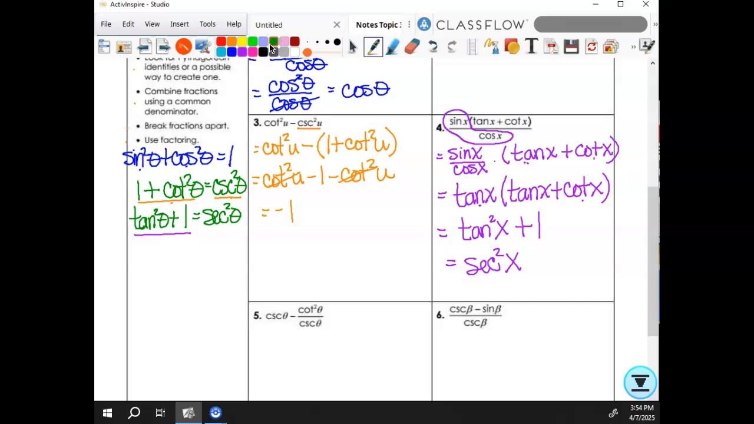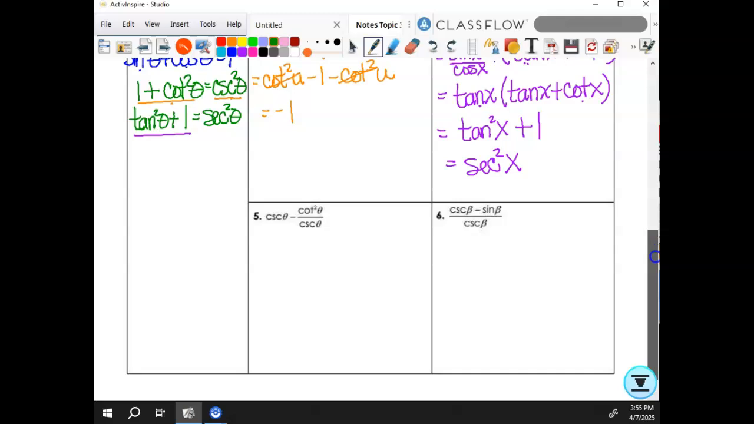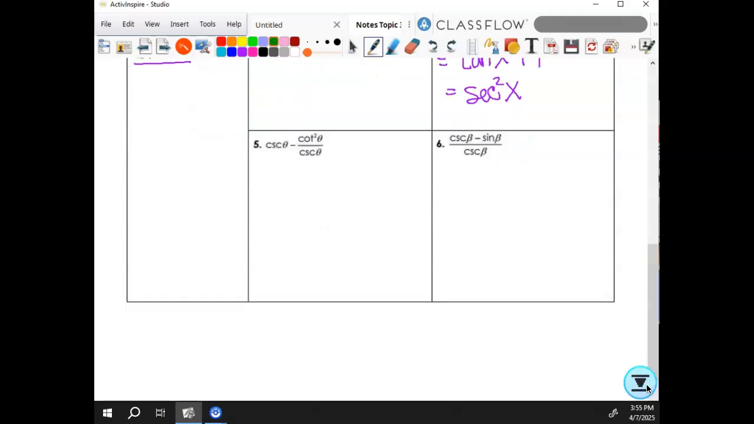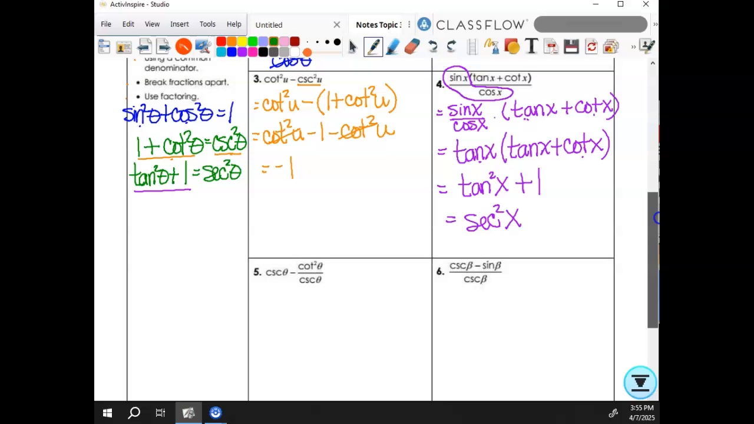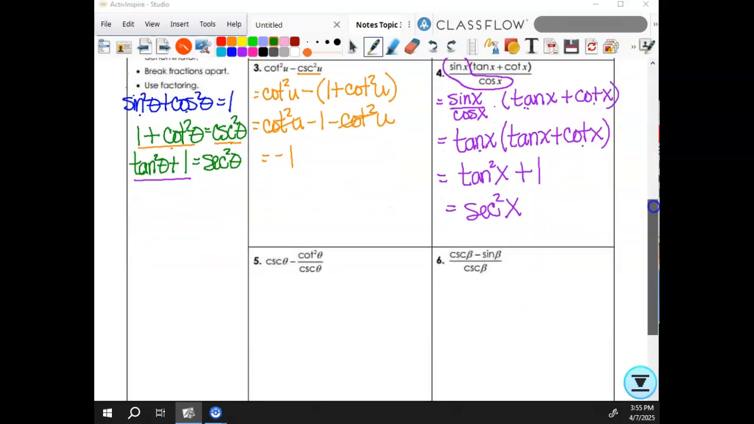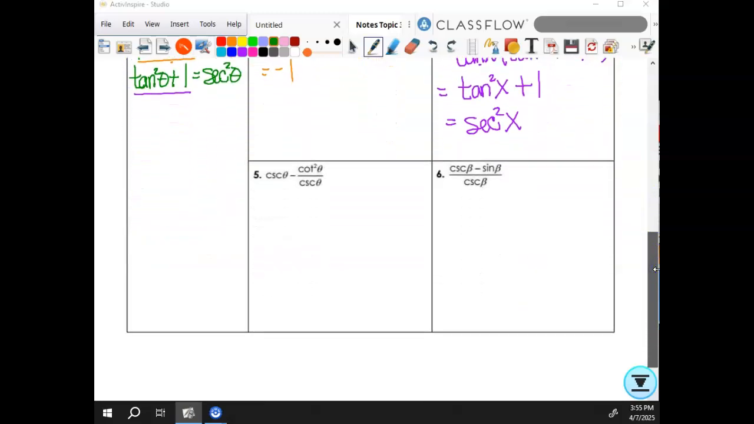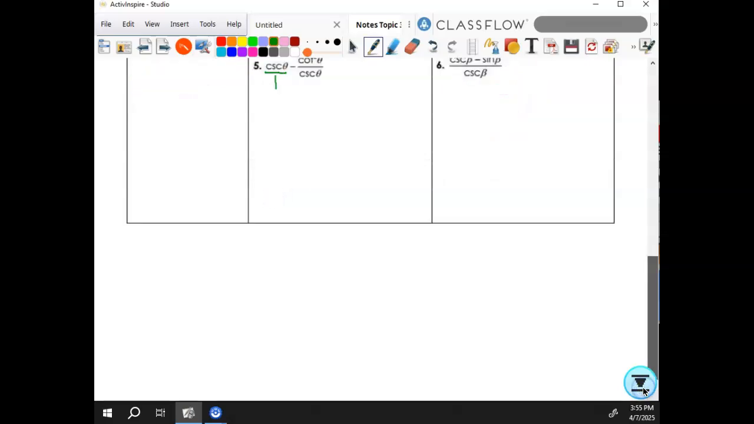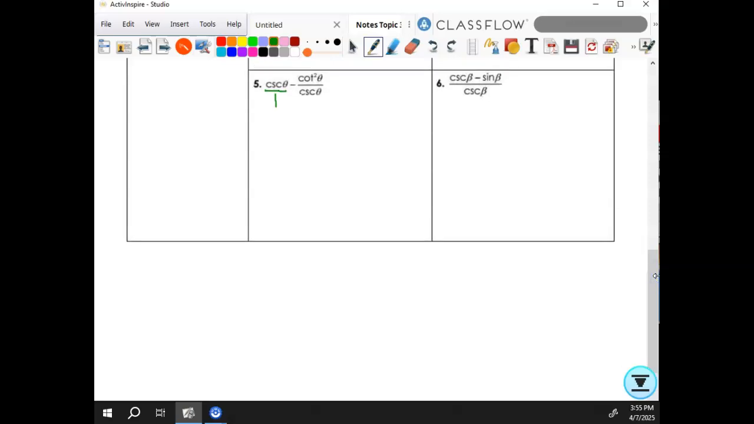Okie dokie. Next one. I've got cosecant theta minus this. Now, I could do reciprocals. Again, I'd get fractions and fractions, and I might just be spinning my wheels. But one of my strategies is to combine fractions, getting a common denominator. So when I look at number 5, I think it does help you to put this over 1 so that you can actually see them both as fractions. And then my common denominator will be cosecant theta, because that's what the denominator is there.